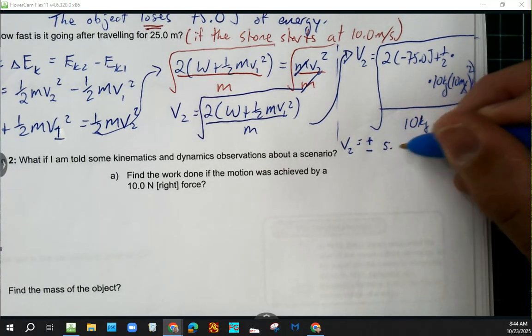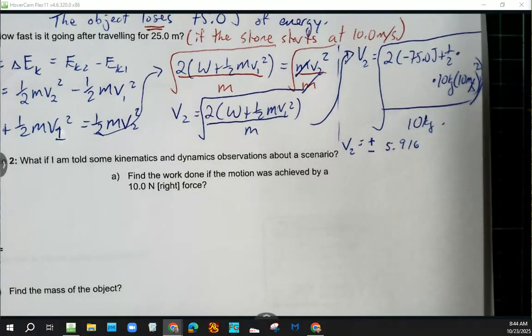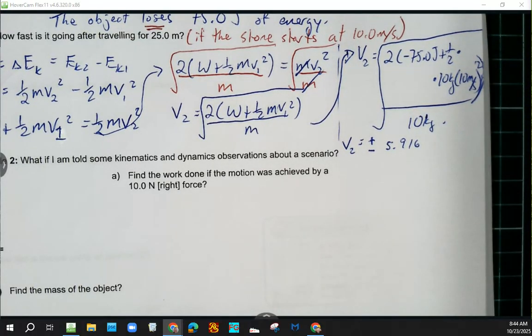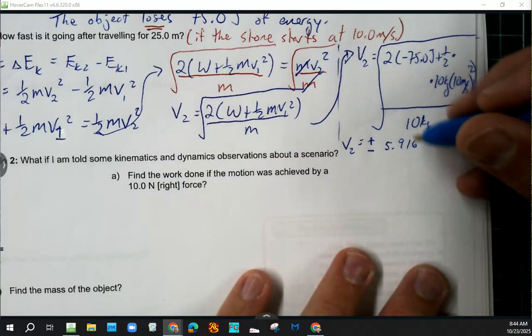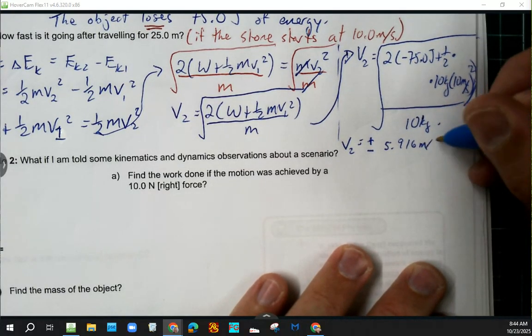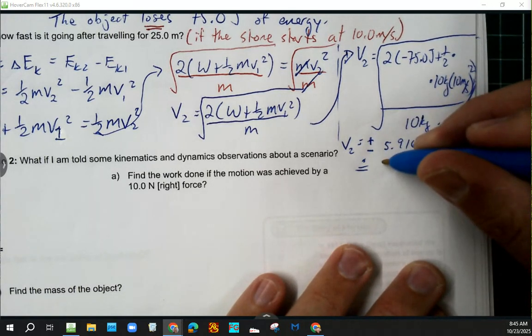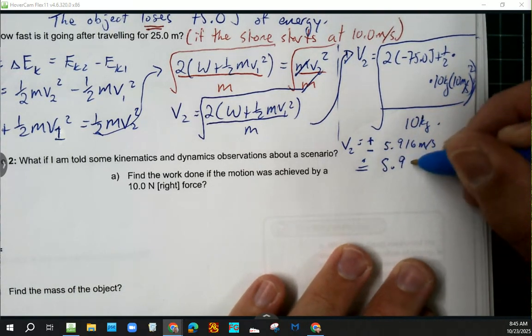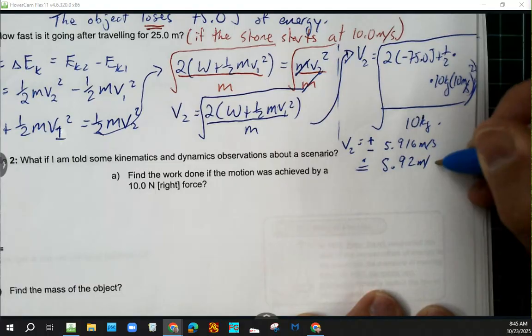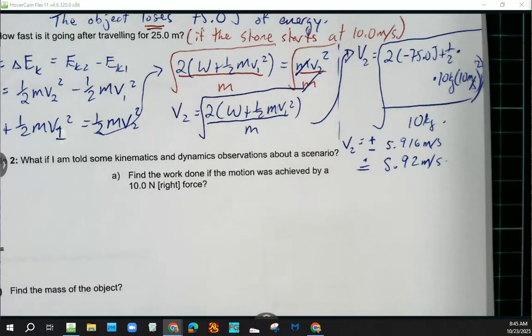I got 5.916. Does anybody want to second that motion? Motion seconds. Anybody else second it? Reed says yes. Meters per second. Rounded off to 3 sig figs, which we started with. So approximately 5.92 meters per second. Nice. Okay, so it's slowed down. Slowed down a fair bit.